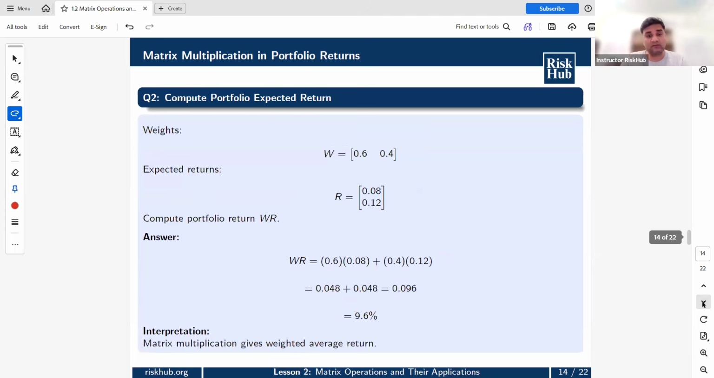Once we have done that, we move to the next part, which is to compute your portfolio expected return. Now we move to the weighted portfolio return calculation. Weights are given as 0.6 and 0.4. Returns are also given as 0.08 and 0.12. The computation is you solve it, right? You multiply it, right? So you get the answer 9.6, right?